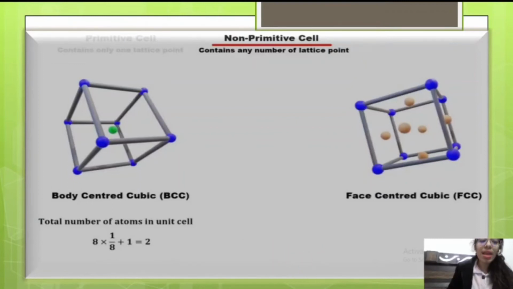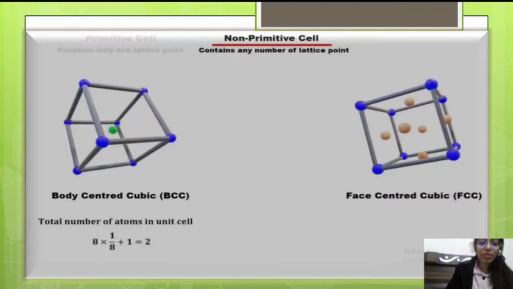For example, as in the case of BCC. In the case of BCC, it has 8 atoms at each corner and 1 atom at the center of the body. The total number of atoms in this is 2. Similarly, for the case of FCC, the total contribution in FCC is 4. Both of these are examples of non-primitive unit cell.